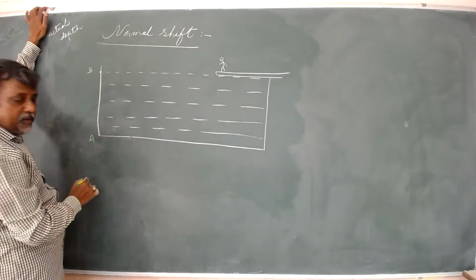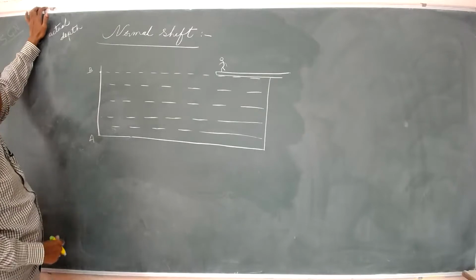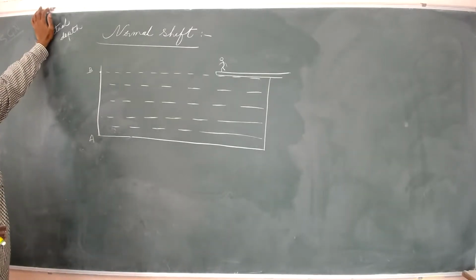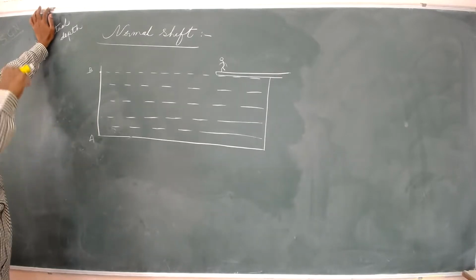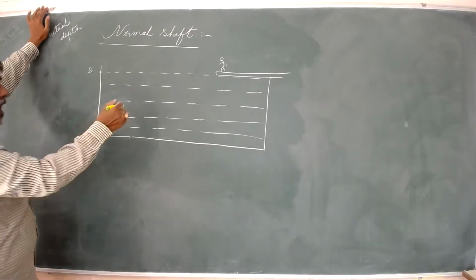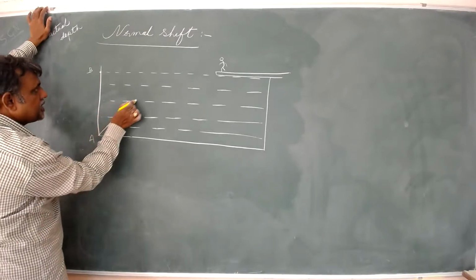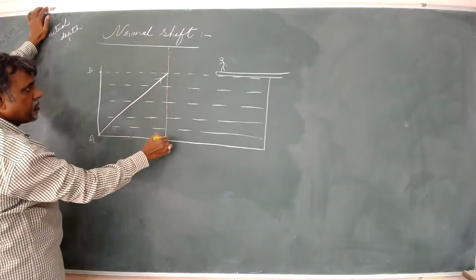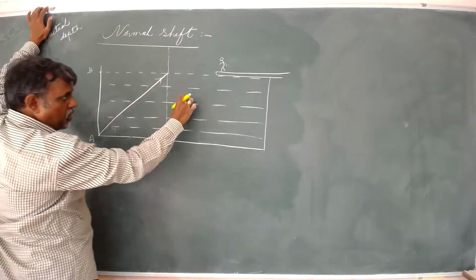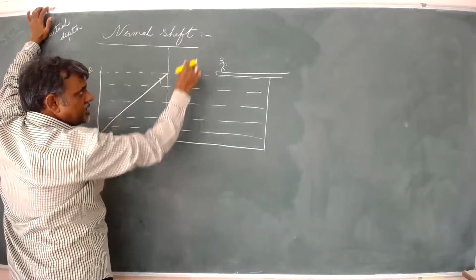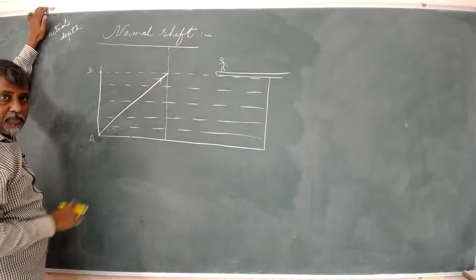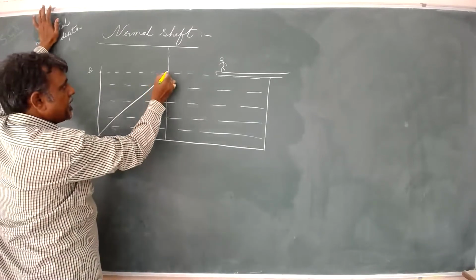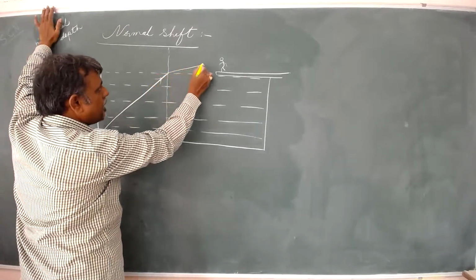Now what happens over here? From the bottom, the light ray has to come, pass through air, and reach the eye of the person. Look at this: the light ray is coming like this. This is the normal. This is water and this is air, denser and rarer. When the light ray passes from denser to rarer, the refracted ray will be moving away from the normal.